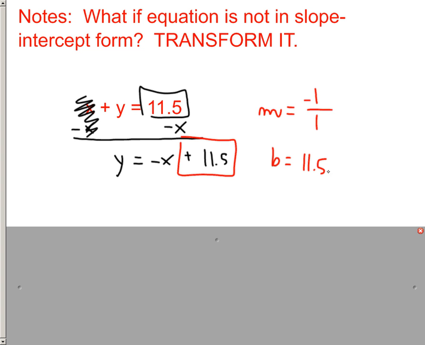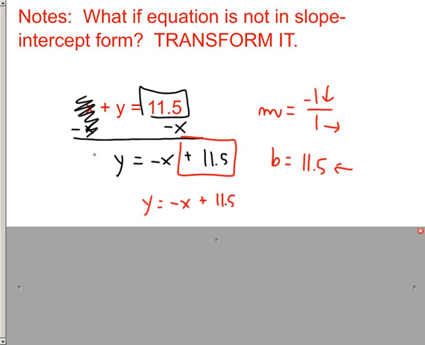Okay, you would graph 11.5 on your y-axis, and then you would go down 1 and to the right 1 from your y-intercept point. You've got to use that y-intercept point to start your use of the slope. So that's how we would handle transforming it into the slope-intercept equation, and it would be written as y equals negative x plus 11.5. However, the equations are not always going to be that simple.